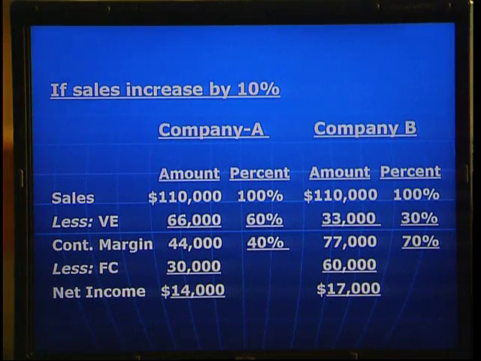So, we will use the same contribution margin and variable expense ratio. Variable expense for company A is $66,000 and fixed cost will be same, which is $30,000. For company B, the variable expenses will be $33,000 and fixed cost is $60,000. As a result, the net income of company A is $14,000 and company B's net income will be $17,000. Now, if you analyze the two income statements, you can understand that when sales increases by 10%, profit for company A will increase by 40%.